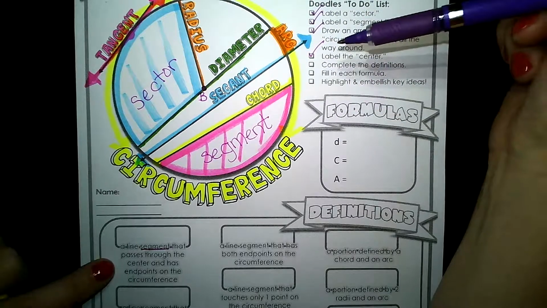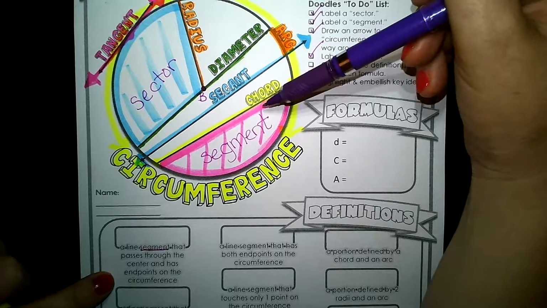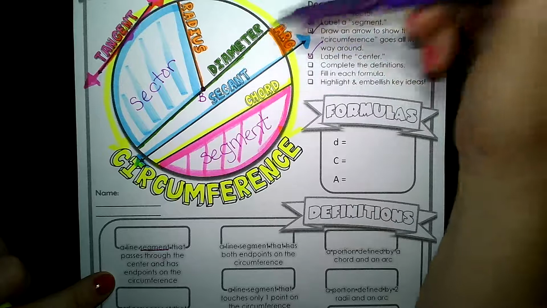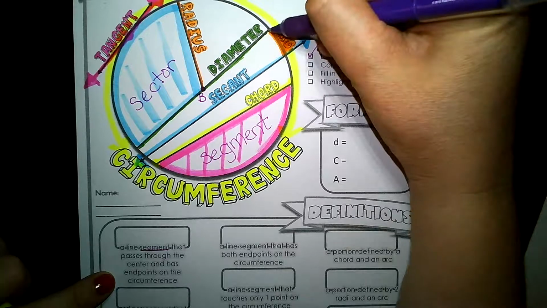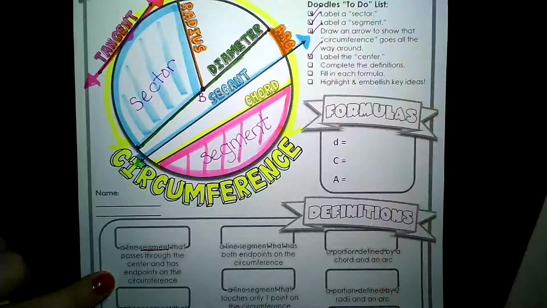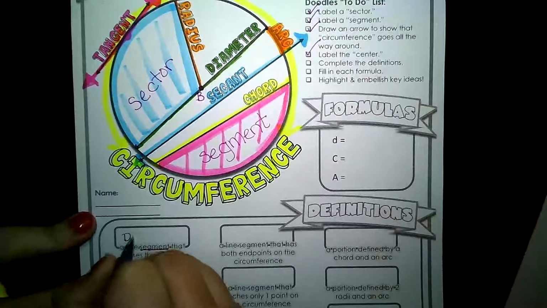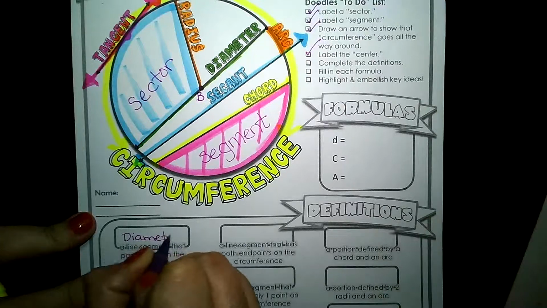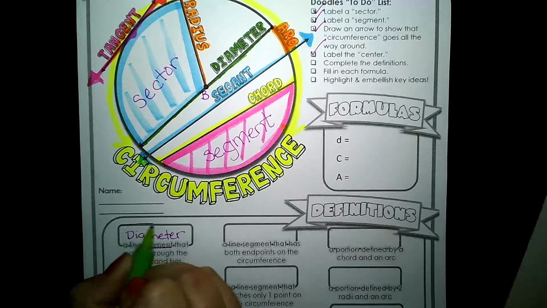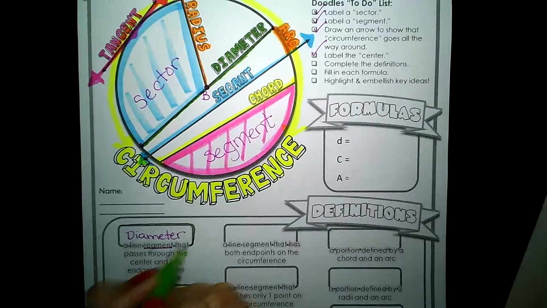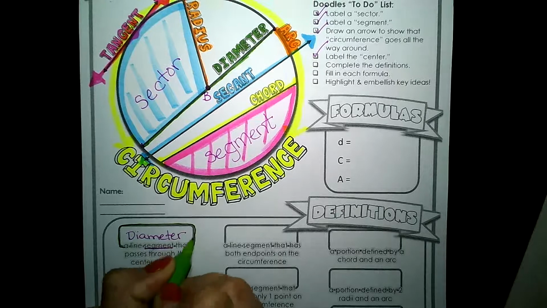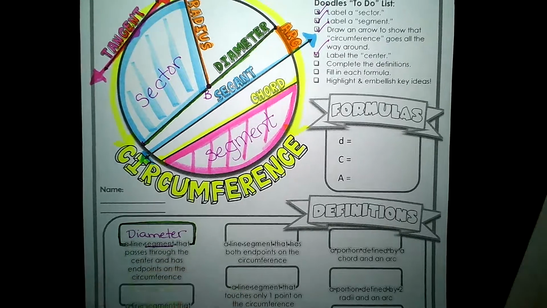Okay, it passes through the center, so that takes out chord, and it has endpoints on the circumference, which means it can only be a diameter. Endpoint on the circumference here and here. The radius has an endpoint at the center. So this is a diameter. I'm going to outline it in green so that I'll know they all go together. The more colors I get in there, the more I can remember.